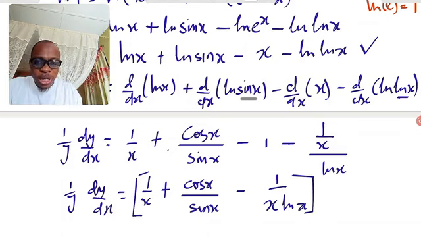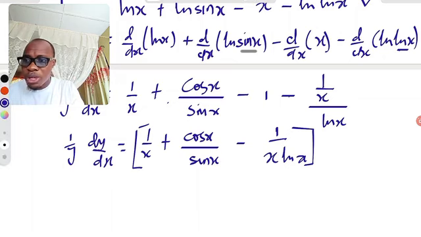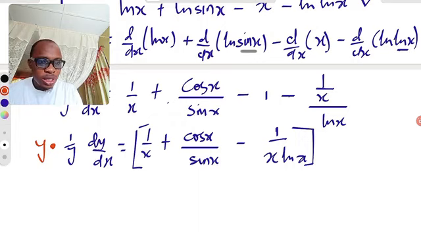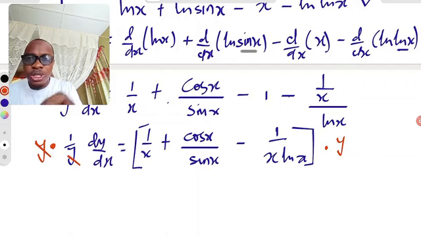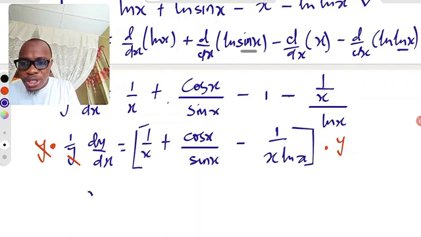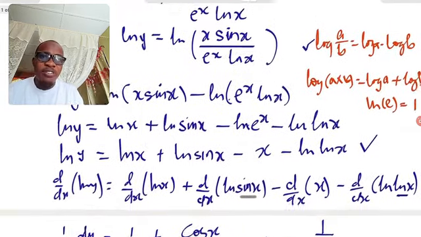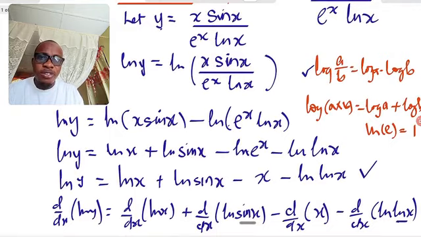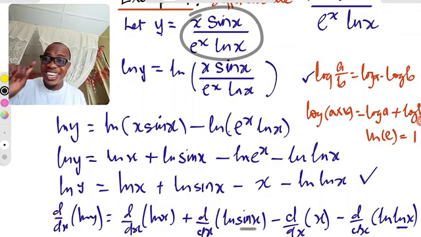So now putting that in brackets, you know that we are looking for dy/dx. So what we are going to do is to multiply both sides by y. Okay, we multiply both sides by y. You see that we cancel this, and we are going to have dy/dx is going to be the y that we have. But you know that we have the value of y already. The value of y here is x^(sin x) divided by e to the power of x ln of x.